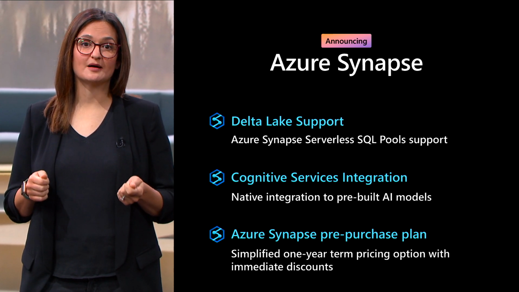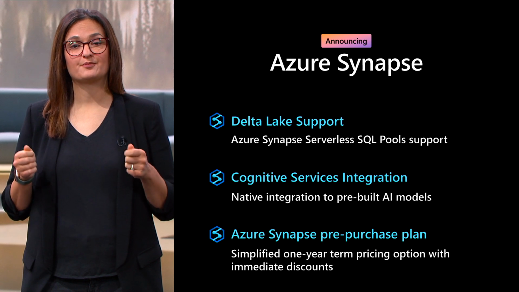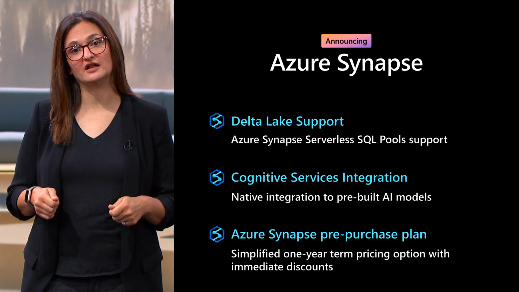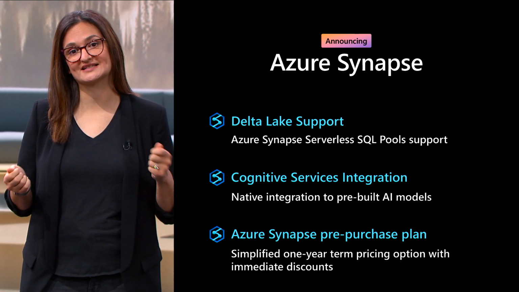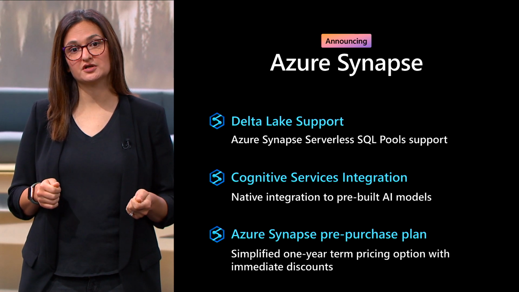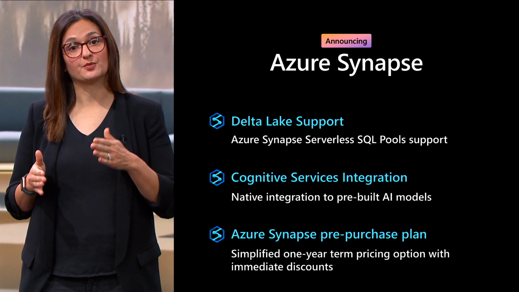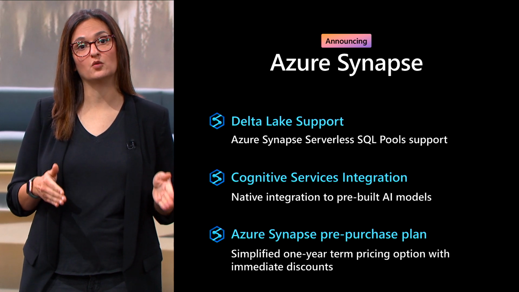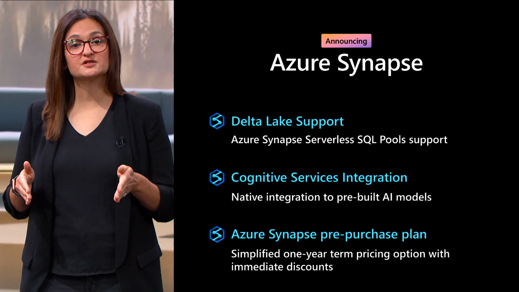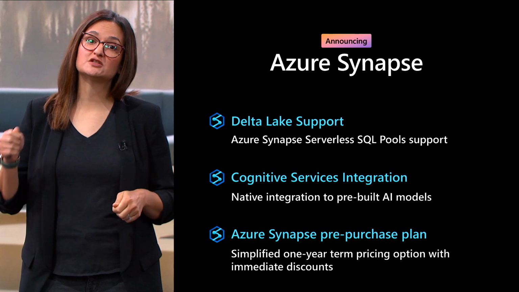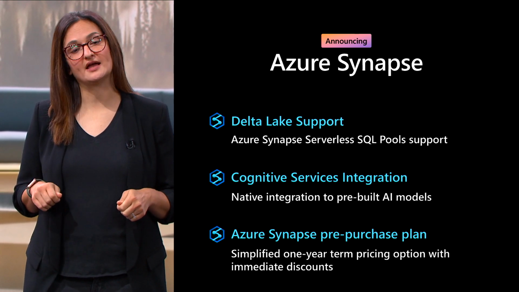Lastly, a pricing update is that Azure Synapse pre-purchase plan is now generally available across all global regions except China. This pre-purchase plan enables customers to prepay for Azure Synapse Compute for a 1-year term. Customers that use this pricing option can save up to 28% compared to the pay-as-you-go pricing.